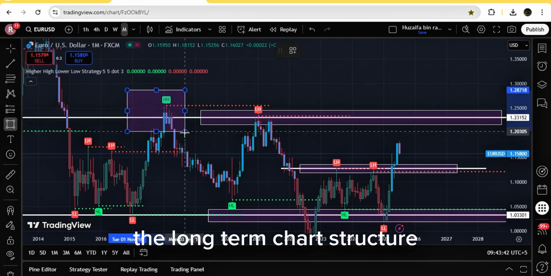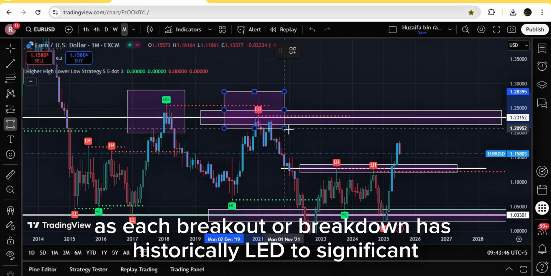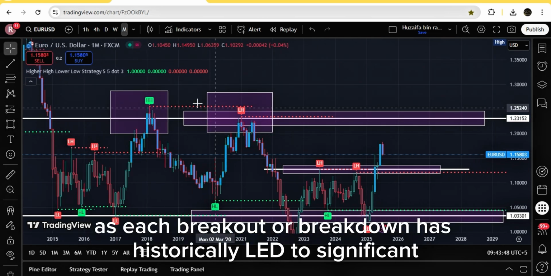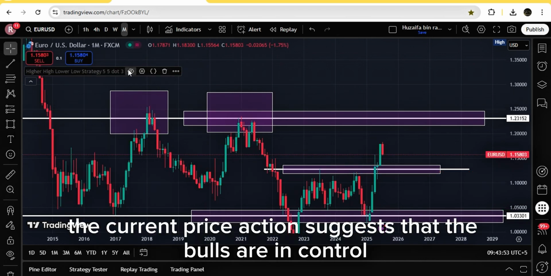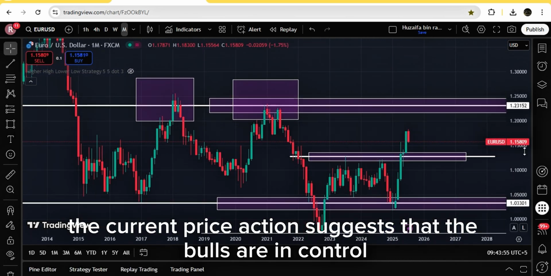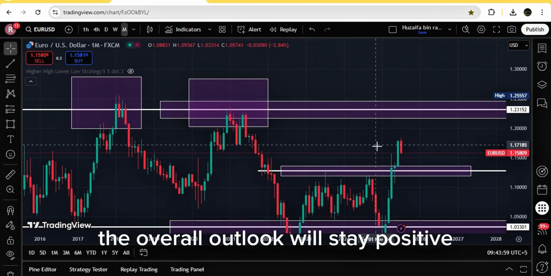The long-term chart structure highlights the importance of these key levels, as each breakout or breakdown has historically led to significant directional moves. The current price action suggests that the bulls are in control, and as long as the higher-low structure remains intact, the overall outlook will stay positive.